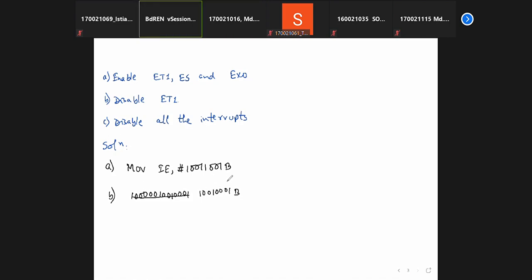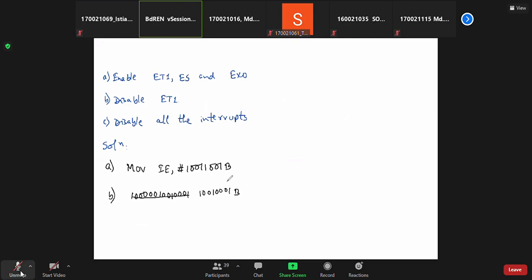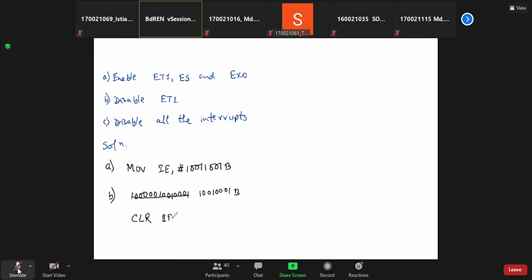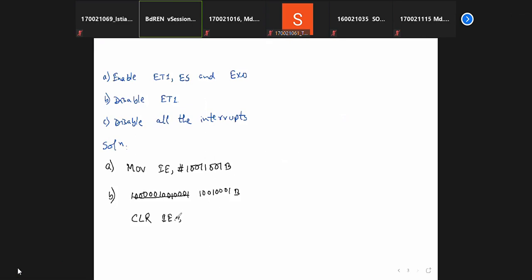Okay. Is there anyone who thinks the answer, or there might be a different answer? Anyone? The floor is open. Anyone can answer. So we can write what? Clear then. Look at the previous figure. Okay, so clear IE.3. All right. This is actually the correct solution and not this.